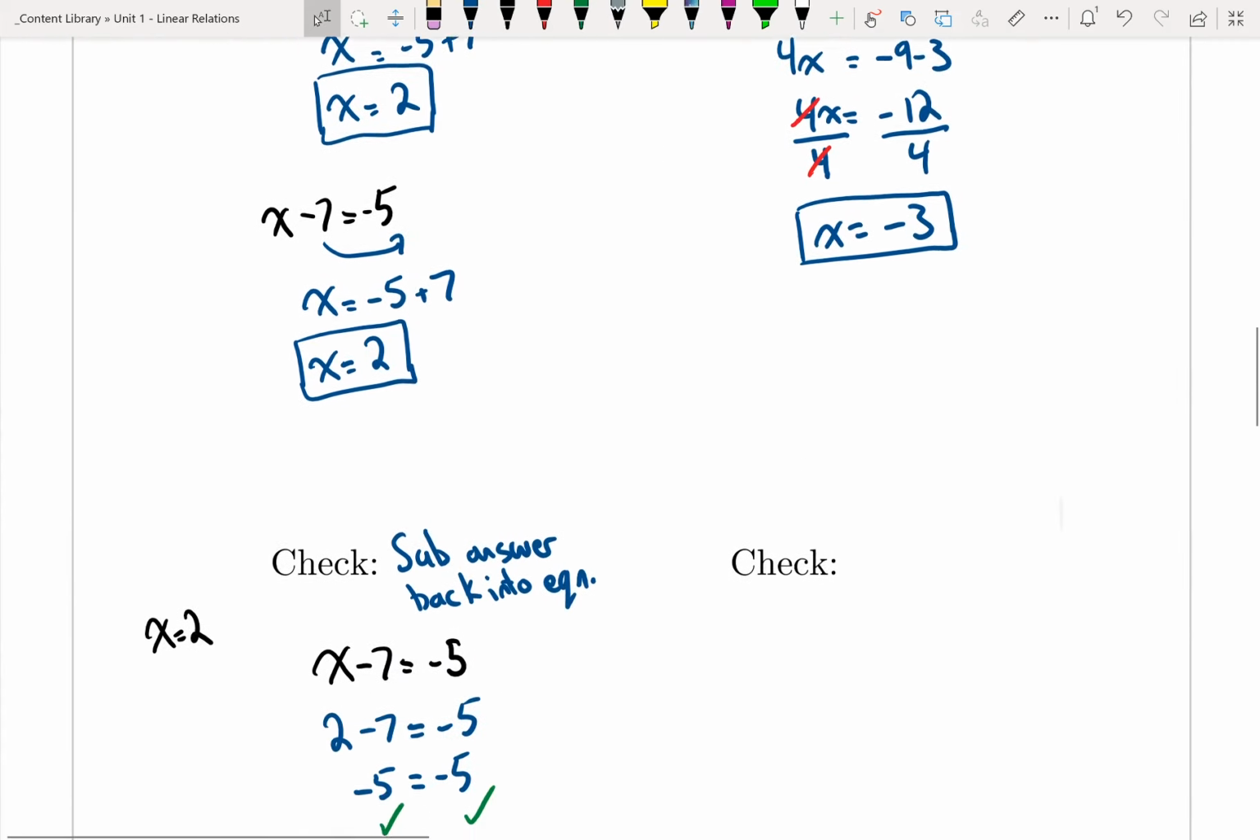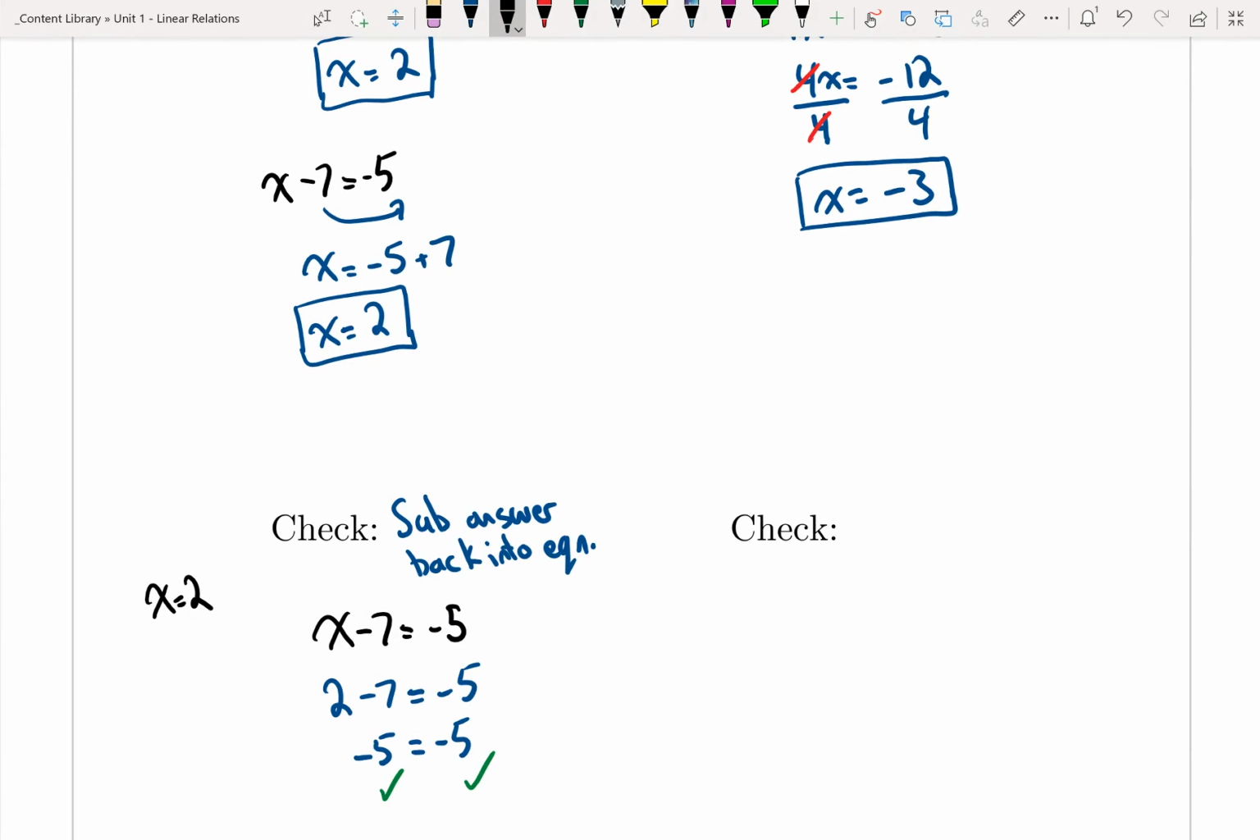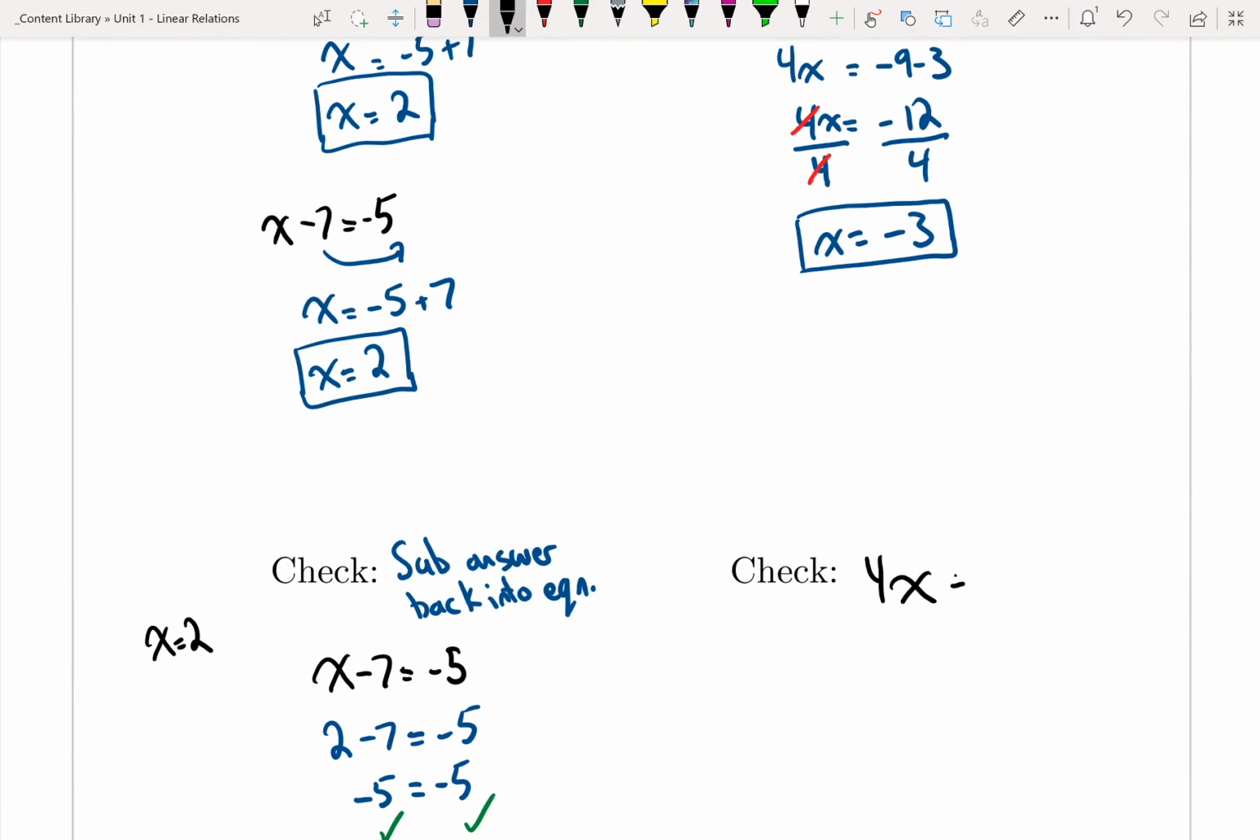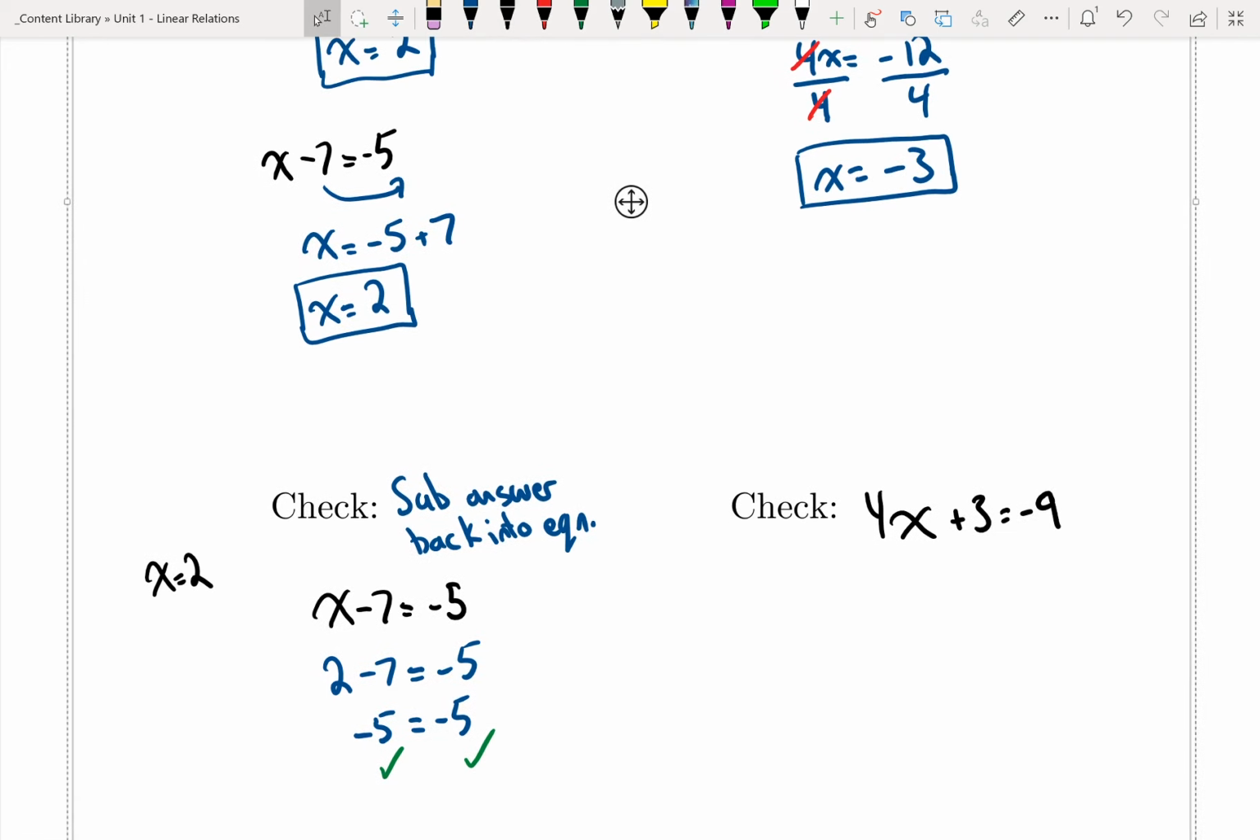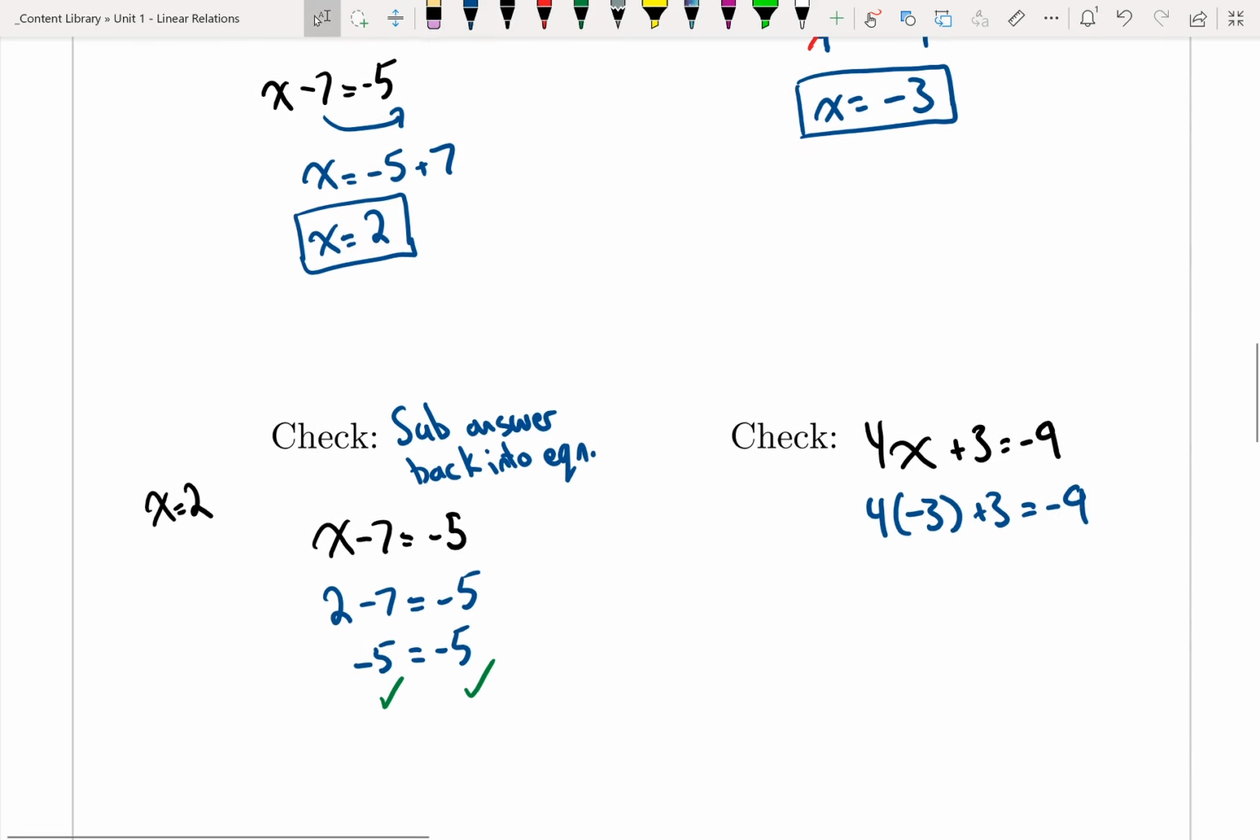If I want to check my answer, again, I can do the same thing. I have my original equation, 4x plus 3 equals negative 9. I'm going to take my answer of x equals negative 3 and substitute it in. So instead of the x, I'm going to have negative 3. So 4 times negative 3 plus 3 needs to equal negative 9. Negative 12 plus 3 should equal negative 9. And I get negative 9 equals negative 9. These two numbers are the exact same. Left side equals right side. So this is my right answer.